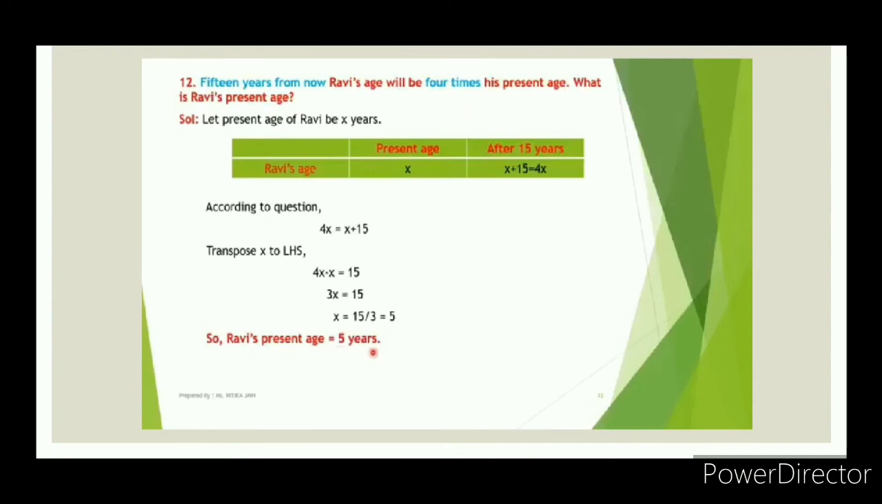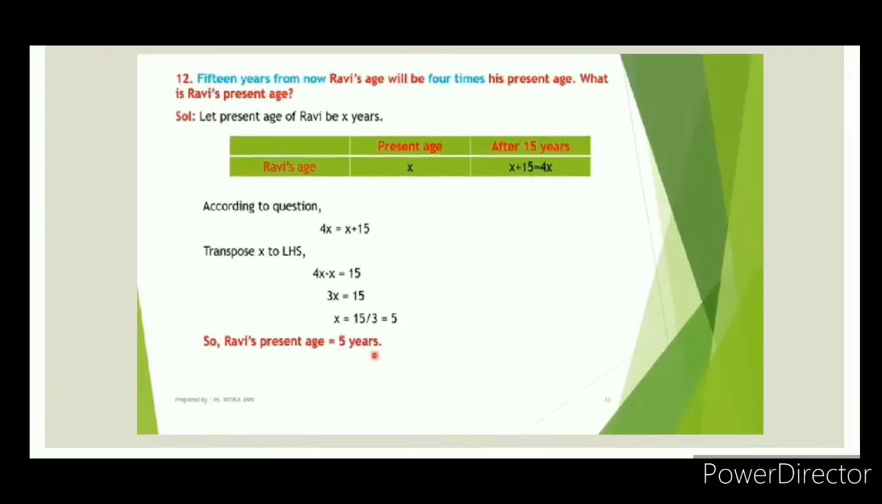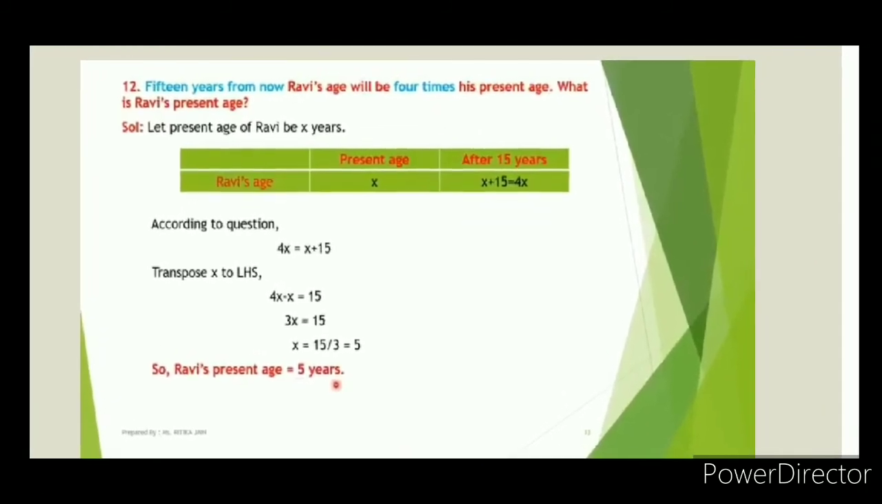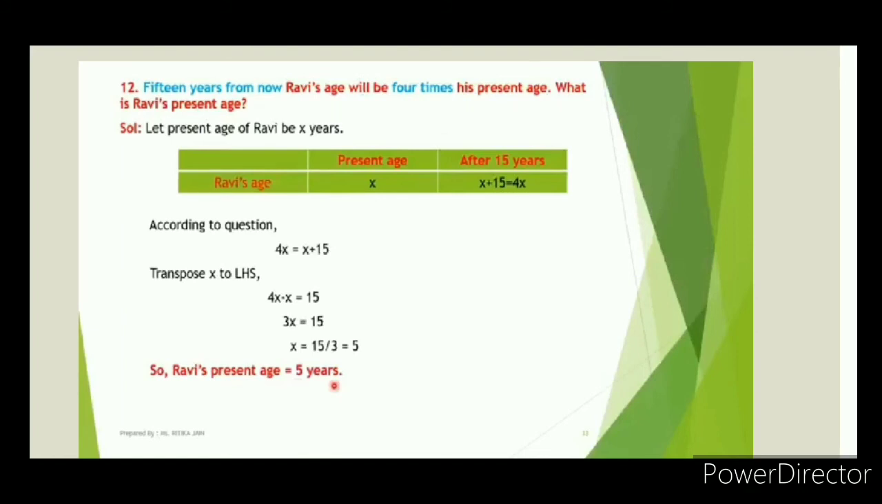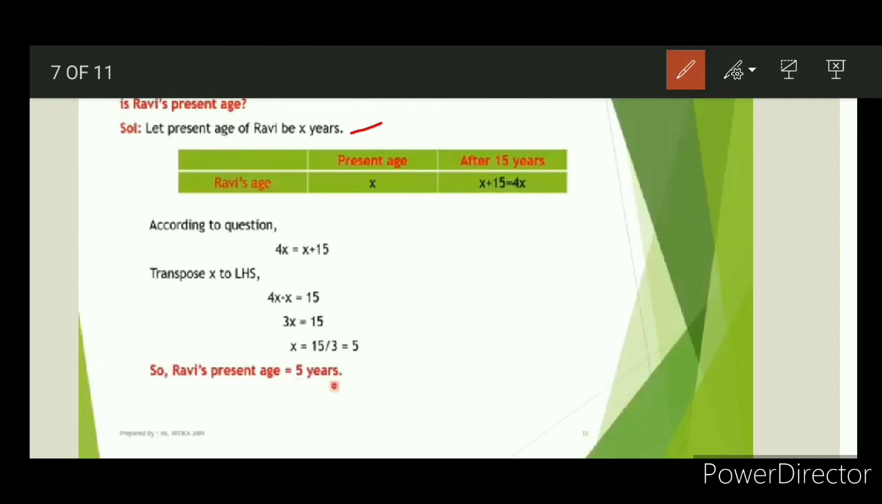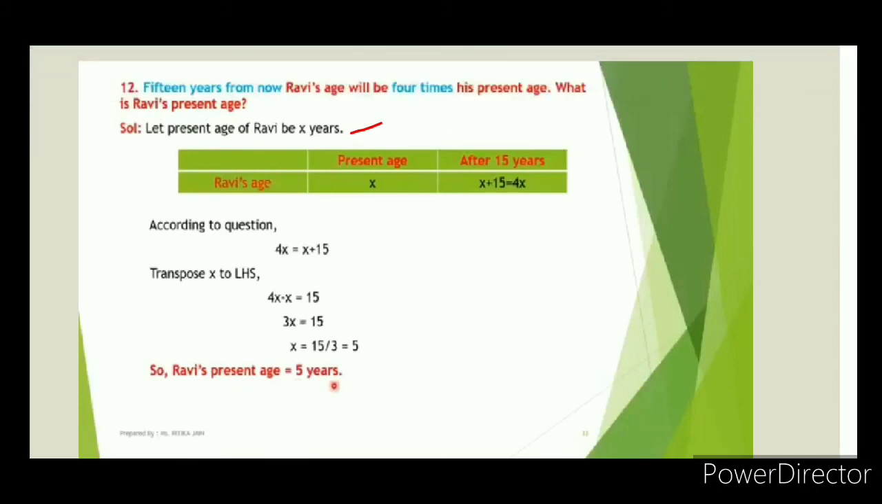Question number 12. 15 years from now, Ravi's age will be 4 times his present age. What is Ravi's present age? That is the question, regarding Ravi's age only. His present age we have to assume as x years. It is in the first line. 15 years from now, Ravi's age will be 4 times his present age. It means 15 years after, what will be his age?